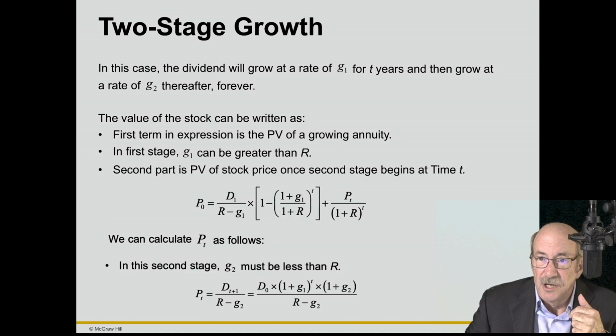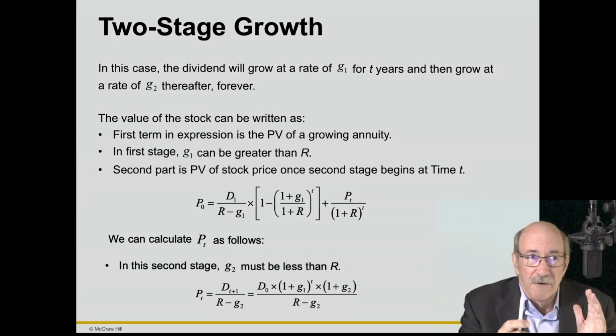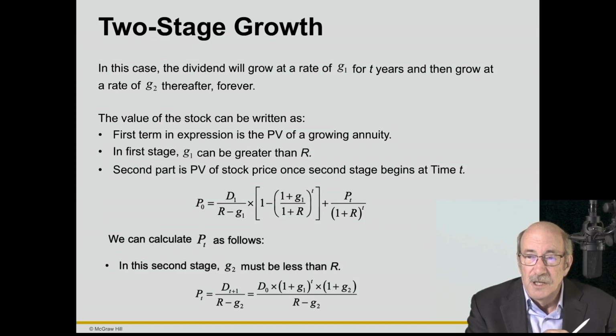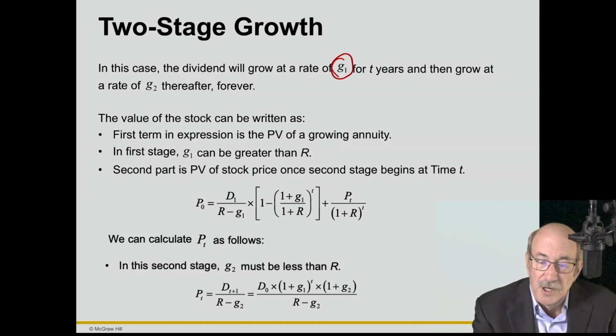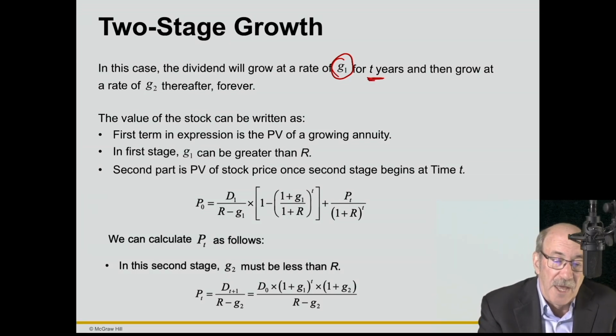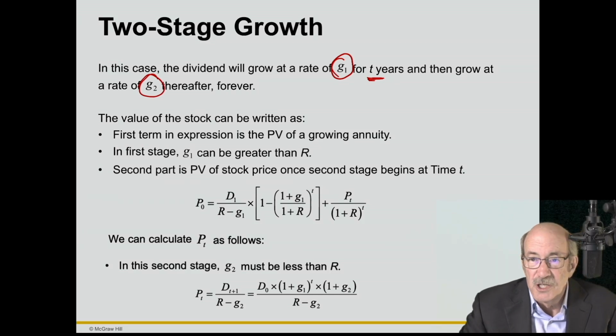We can actually generalize this non-constant growth into two different stages of growth. So maybe we've got a first period that has either a very high rate or a very low rate of growth. And then we have a second period that has a more conservative growth rate from there out to infinity. So we label the first period as G sub 1 for T years. And after that, the growth rate becomes G sub 2.